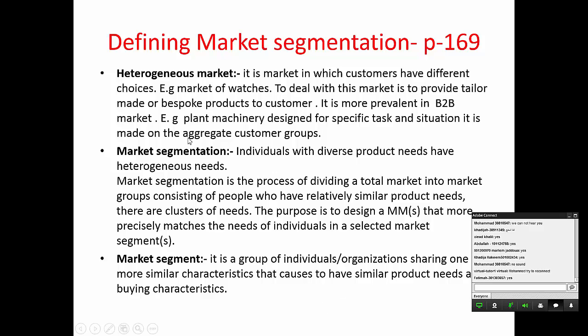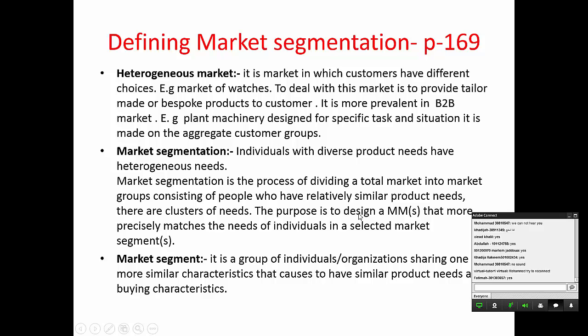We have what we call the heterogeneous market. The heterogeneous market means that usually the market or the customers are different in a lot of things: different in gender, different in age, different in lifestyle, and so on. Because of that you need to make market segmentation. Market segmentation is the process of dividing the total market into market groups consisting of people who have relatively similar product needs. There are clusters of needs.